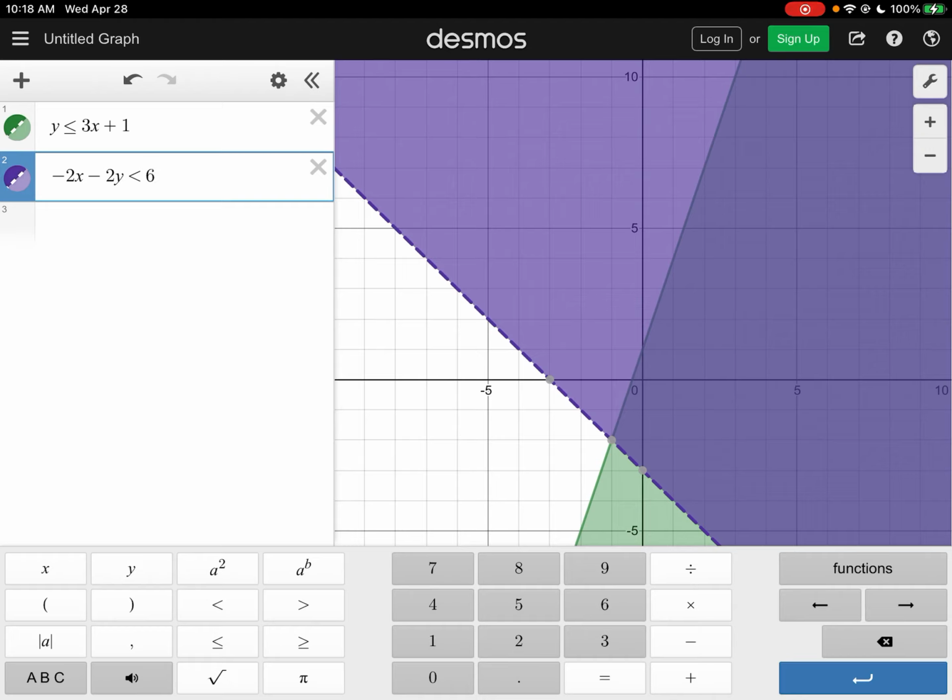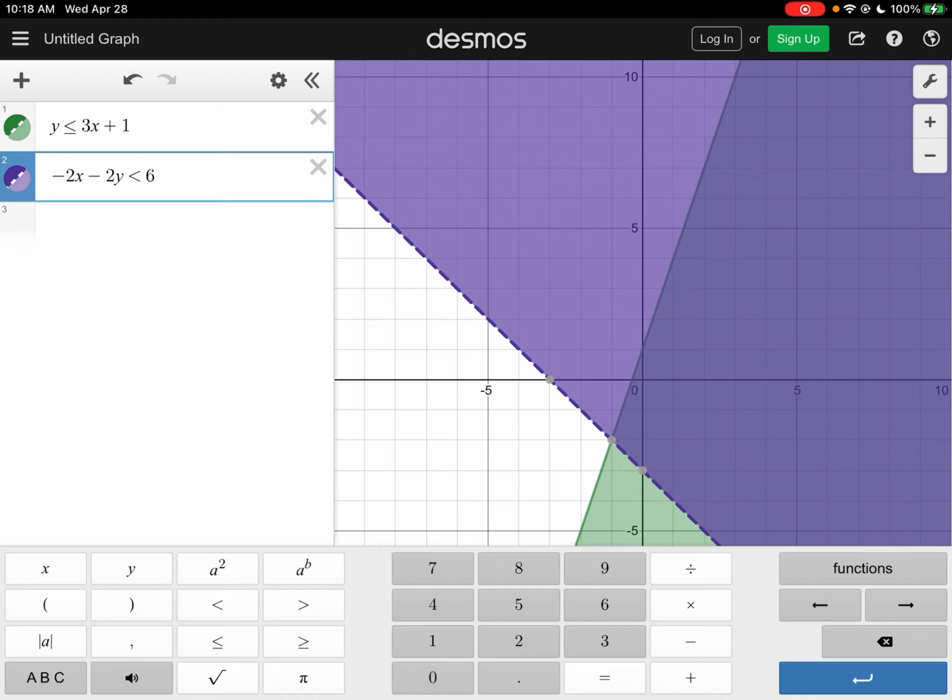But they want us to find answers that work for both inequalities, that are solutions for both. So what you want to look at is where the purple and green shading overlap. Okay, where the purple and the green shading overlap.